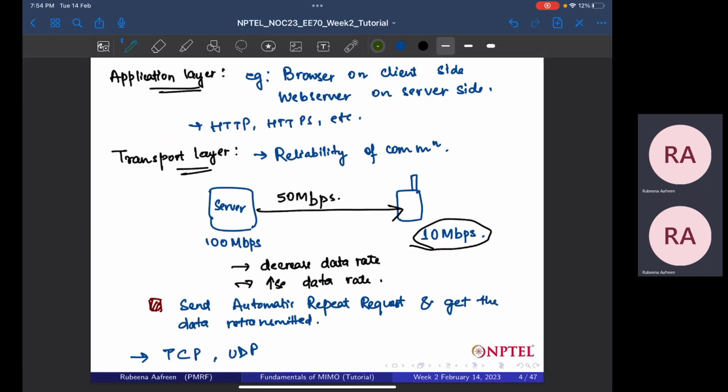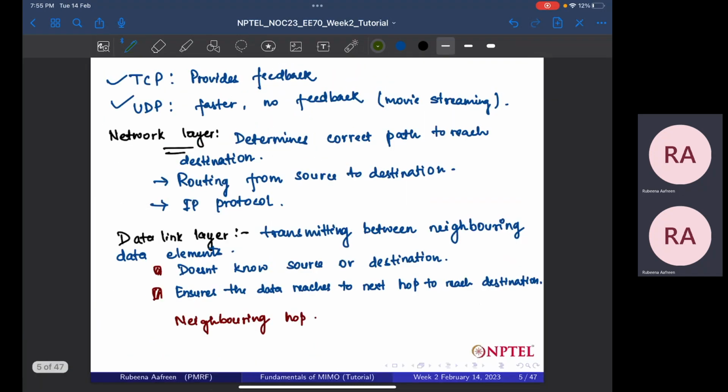So the application layer is on the application side, that is the browser side. So it uses HTTP, HTTPS like that. And then we have the transport layer, which is responsible for the reliability of communication, that we can say quality of service is handled by the transport layer. It will tell the server to decrease and increase the data rate. Then there will be error checking. TCP and UDP are the different transmission protocols, with feedback and without feedback. With feedback, we have TCP, which is slow but reliable. So it is used in reliable connections. UDP is faster because it has no feedback, and it is used for movie streaming, etc. So this is faster, but there would be more buffering and more errors.